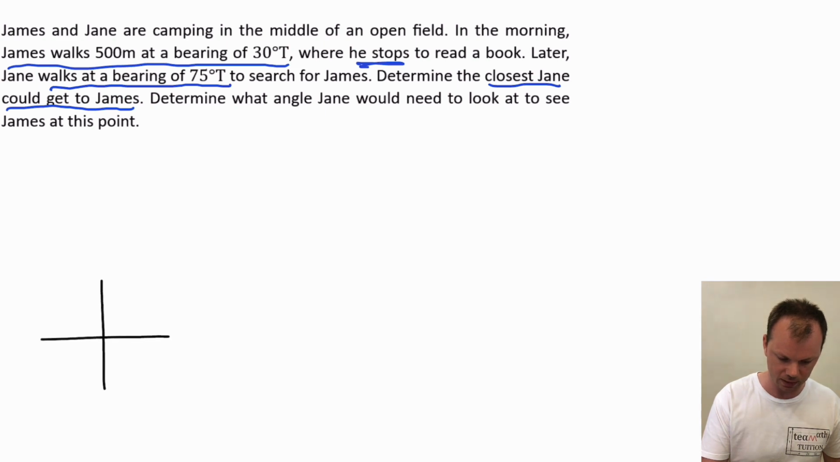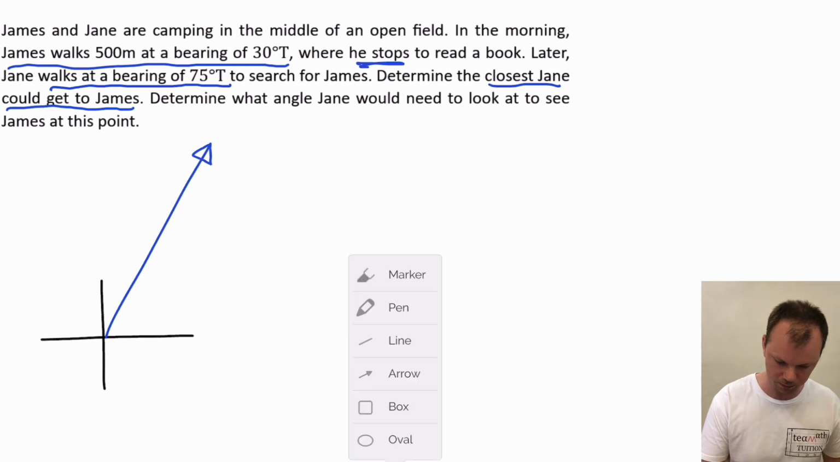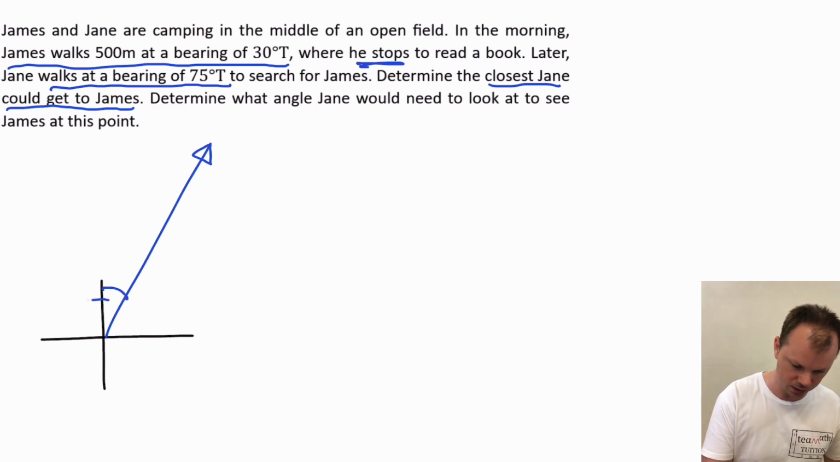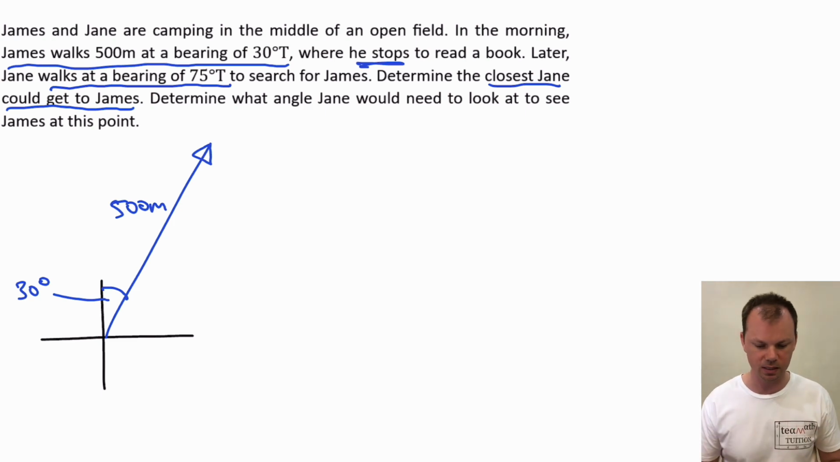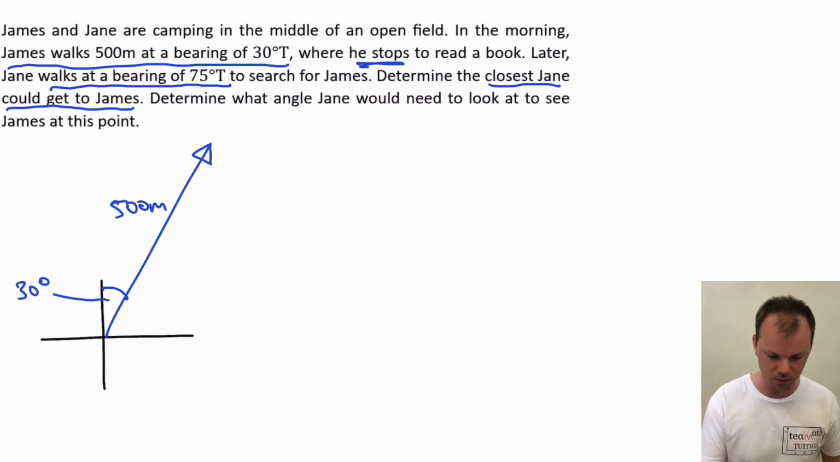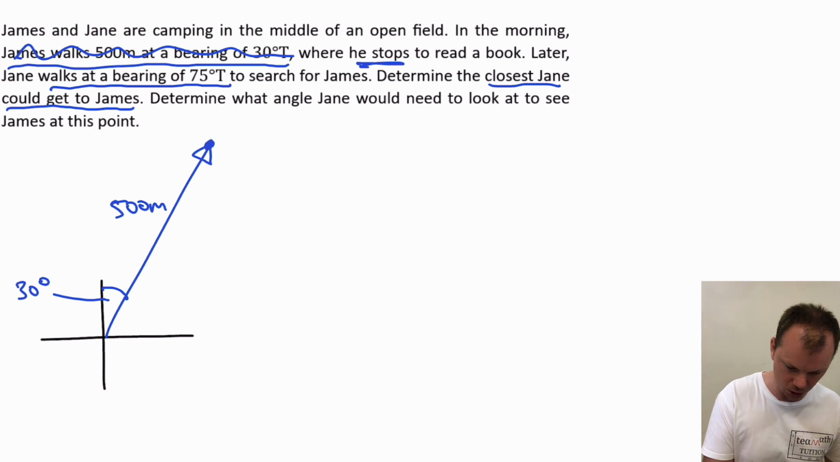We've got some axes here. James walks 500 meters, 30 degrees true. So that's about there. This angle in here is 30 degrees, and the length of that vector is 500 meters. So distance and direction, that is our displacement, which we represent as the vector. So that's that first underline done. We've got that information already in there. And he stops at that point, right? So he's located at this dot.